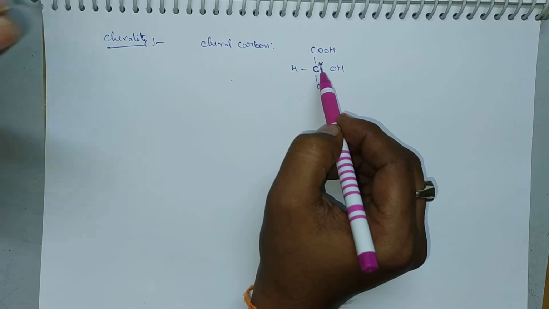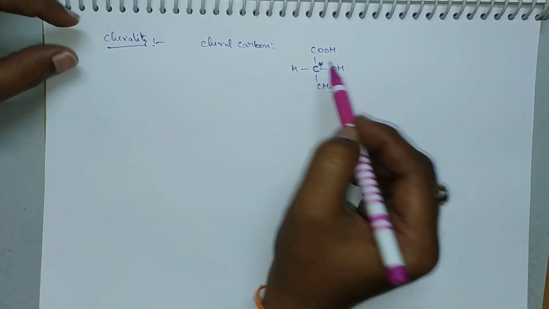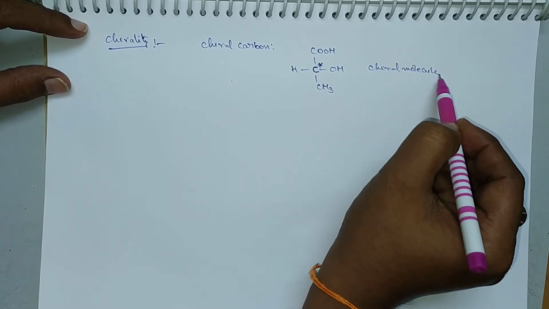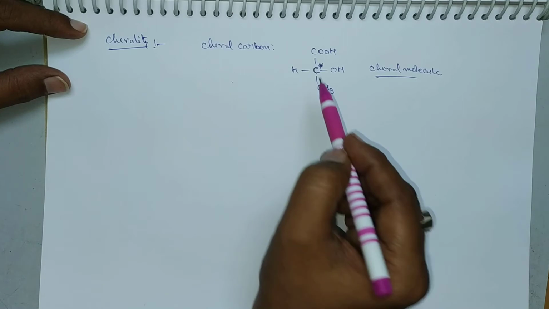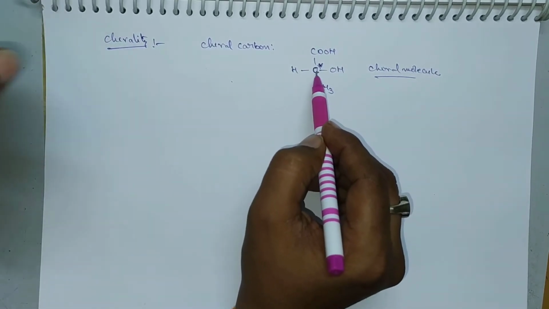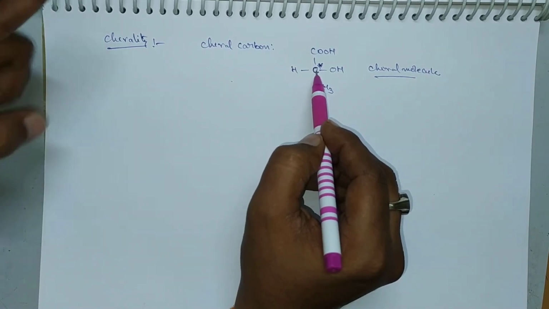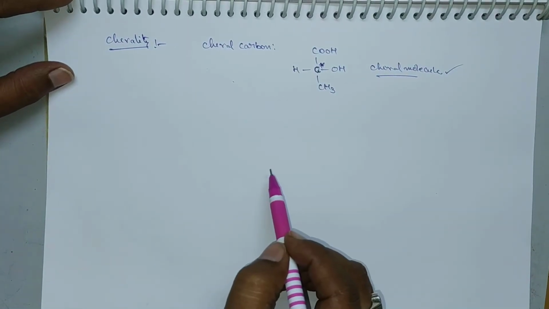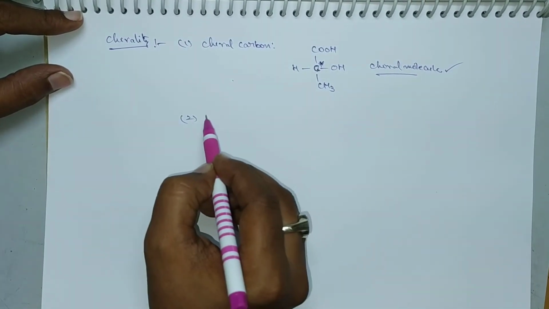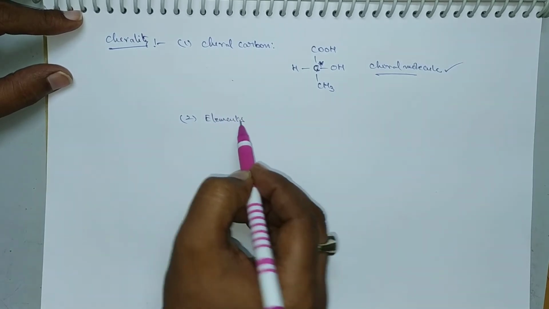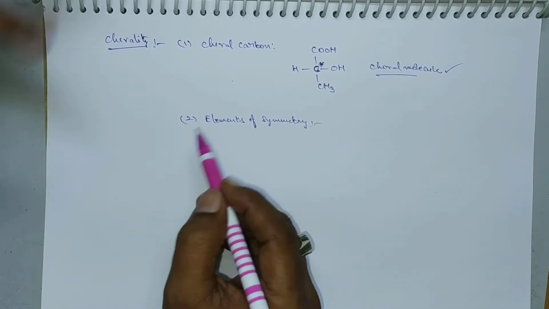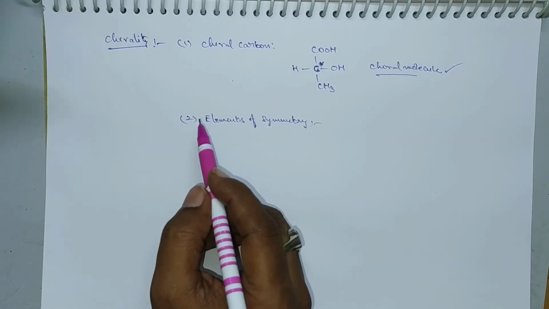Any molecule which consists of one chiral carbon is generally a chiral molecule. So this is a chiral molecule. Any carbon which possesses 4 different atoms or groups is called a chiral carbon, and if any molecule consists of one chiral carbon, that molecule is said to be a chiral molecule. And next, the second point, elements of symmetry. Elements of symmetry means plane of symmetry, center of symmetry, and axis of symmetry.